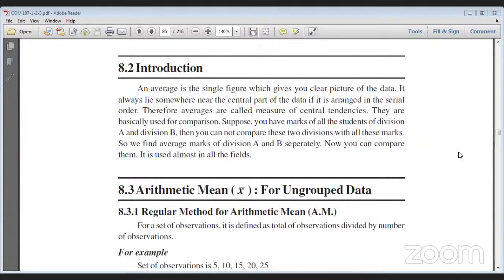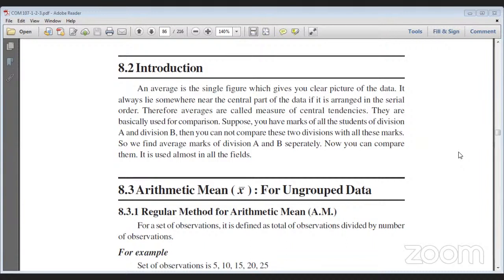They are basically used for comparison. Suppose you have marks of all students of division A and division B, then you cannot compare those two divisions with all these marks. So if we find the average marks of division A and division B separately, now you can compare them. It is used in almost all fields.